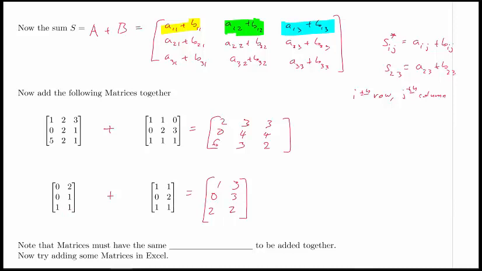The dimensions match, so we're able to do it. An example of one where dimensions don't match would be like 1 and 2 plus 3 and 4, right? You could not do that one because the dimensions do not match. Okay, so moving on to the Excel sheet.